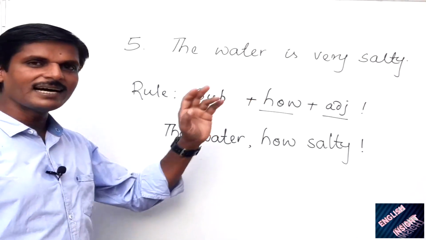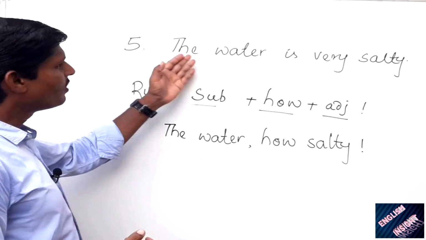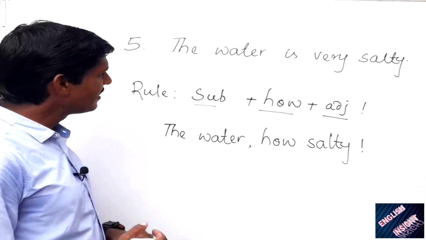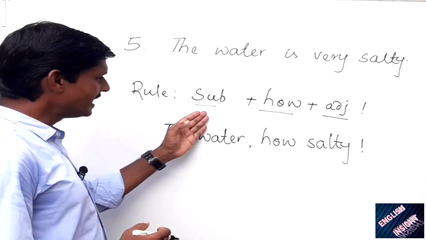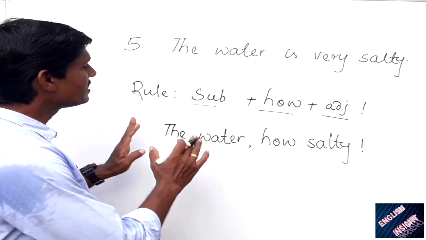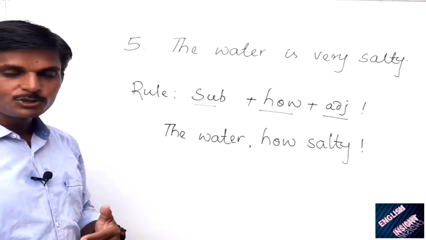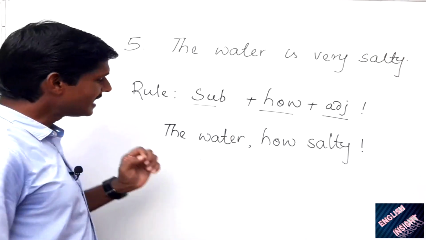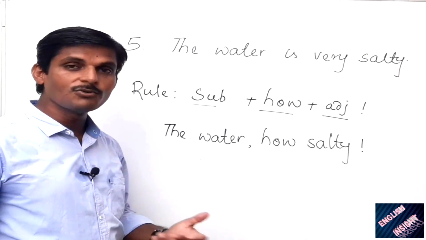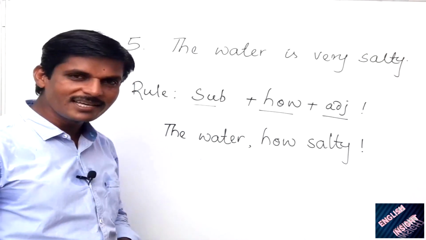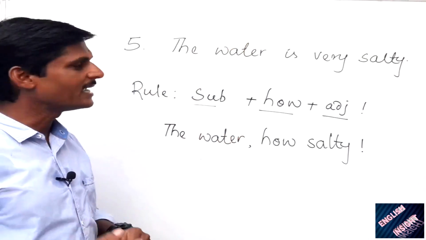Now comes rule number 5. The same sentence that was written in rule number 4 has been written here. The water is very salty. It's the declarative sentence here, but the rule is different. The subject will be used first. So the rule is subject plus how plus adjective. As the rule is different, the sentence must be different. The exclamatory sentence is: the water, how salty. Okay, it's the exclamatory sentence. But how is it done, we'll see.